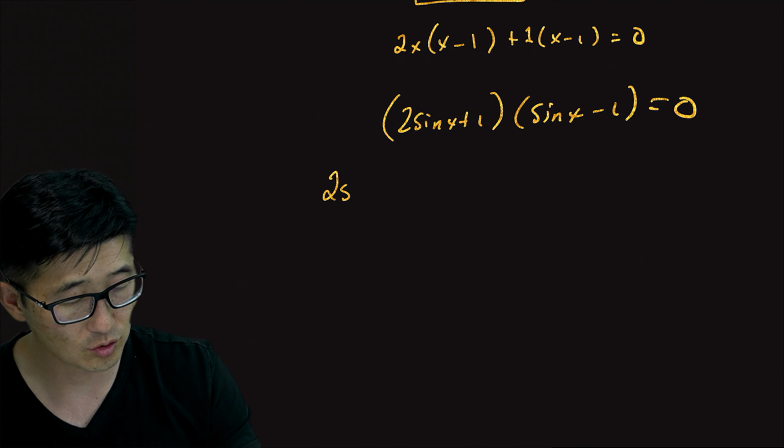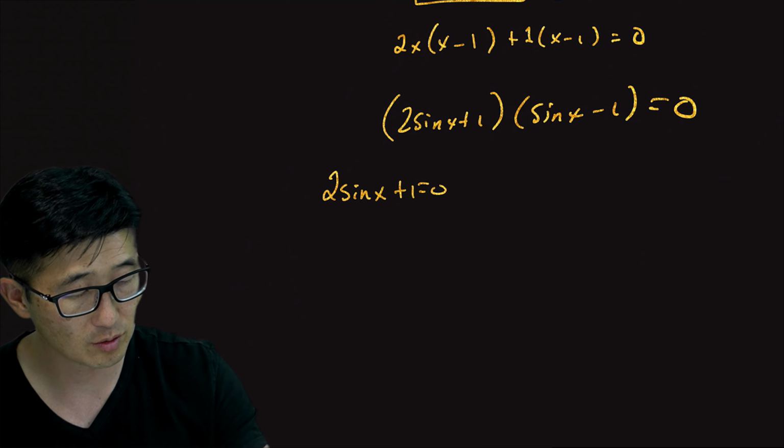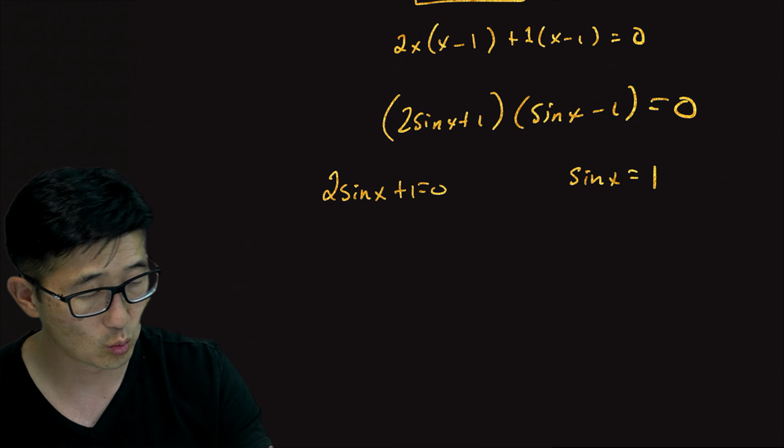So let's set both equal to 0. 2 sine x plus 1 equals 0. Sine x equals 1.